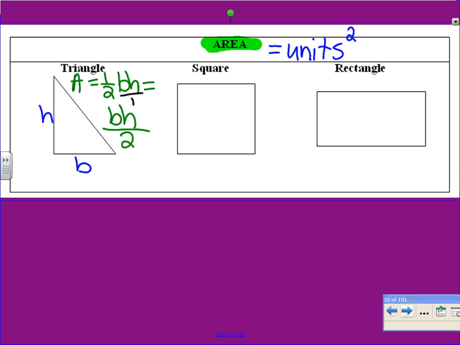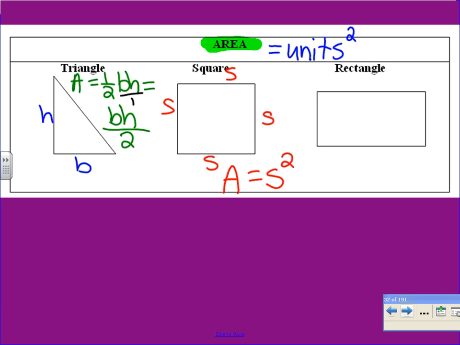Okay, that's not part of this class right now. All you need to know is that's the formula, okay? We're not proving formulas, that's geometry, okay? All right, square, go ahead and label your sides as S, S, S, S. Okay, how do we find area of a square? Area of a square, Alyssa? Good, area of a square is side squared, just take side times side, we get side squared.